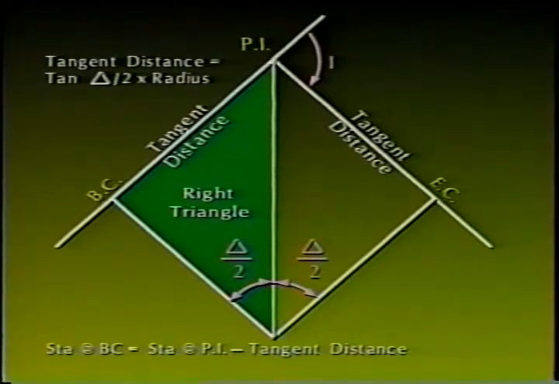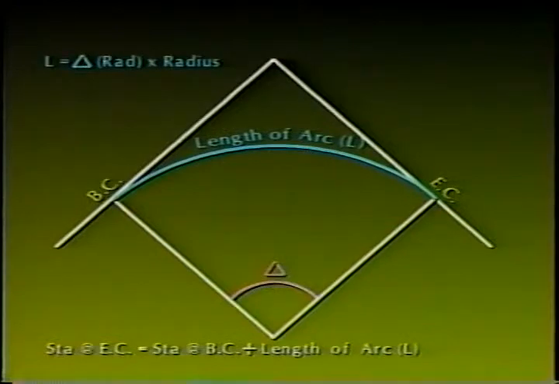The next thing to do is determine the station of the BC. Easily done. Simply subtract the subtangent distance from the preliminary station of the PI. The length of arc, or actual distance traveled around the curve from BC to EC, is computed next. To find this distance, multiply delta, expressed in radians, by the radius distance.